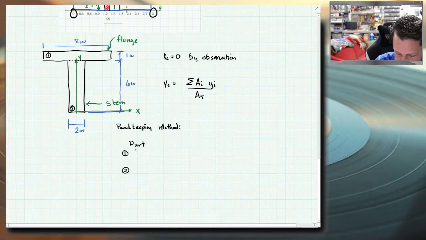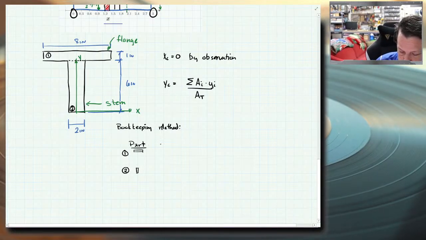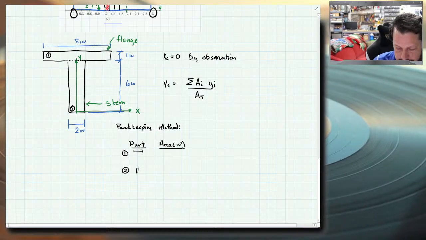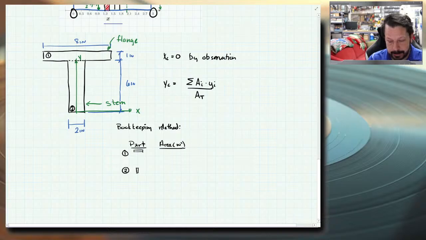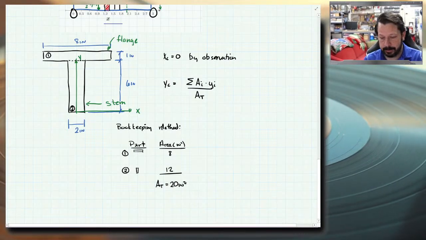I usually draw a little picture so that I can figure out what I'm talking about versus trying to describe them or just number them. For each part I need to know the area. These are all in inches, so it'll be inches squared. The area of part 1 is 8 times 1, so it's 8 inches squared. The area of the stem, 6 times 2, that's 12. Right there, I can get the total area, 20 square inches, just by adding that column.